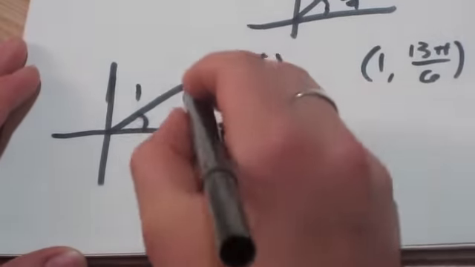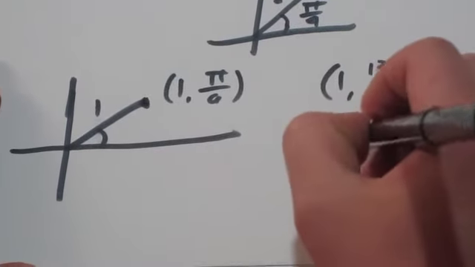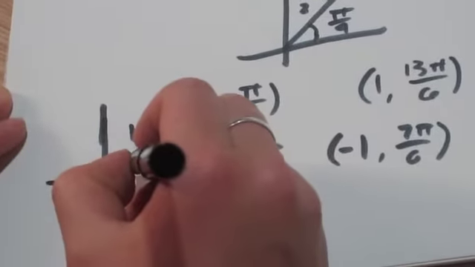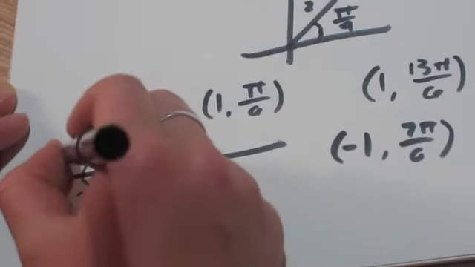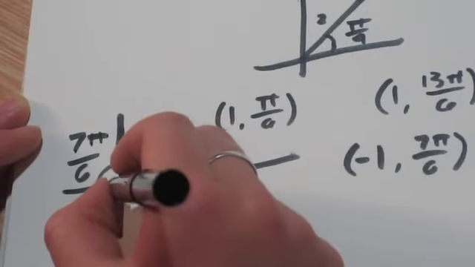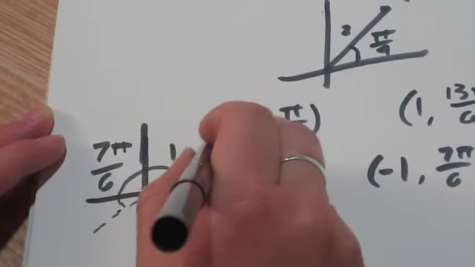And you could also write this point as (-1, 7 pi over 6), because you could trace this angle. This is 7 pi over 6 right here, and then you just go -1 in that direction, so you get the same point. You can convert polar coordinates to Cartesian using simple trigonometry.